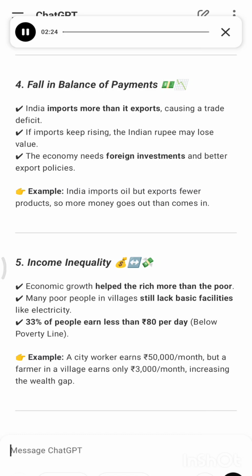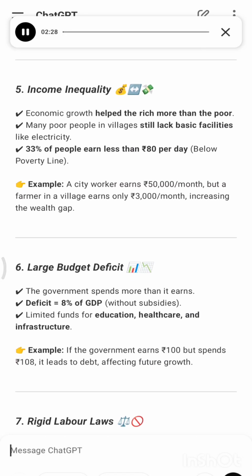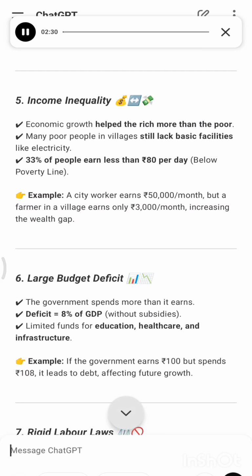6. Large budget deficit. The government spends more than it earns. Deficit 8% of GDP without subsidies. Limited funds for education, healthcare, and infrastructure. Example: if the government earns 100 but spends 108, it leads to debt affecting future growth.